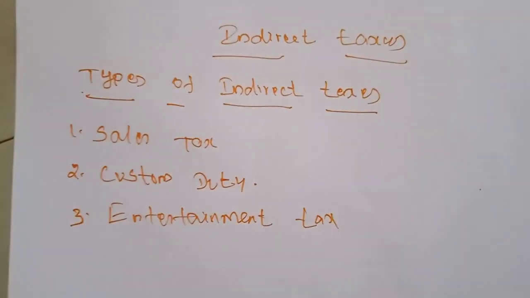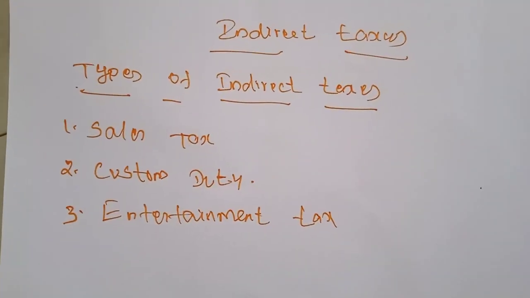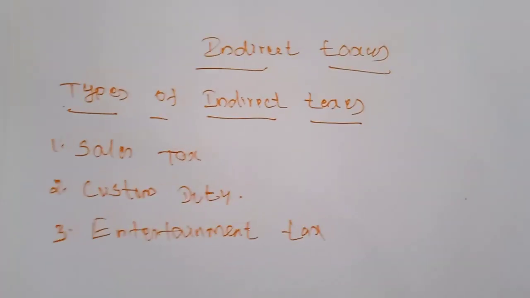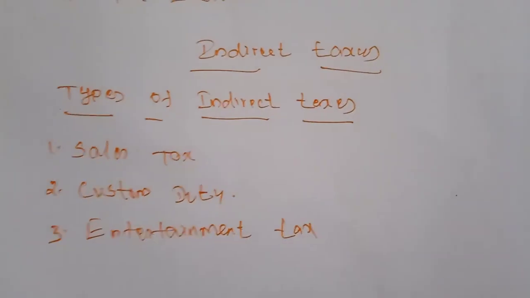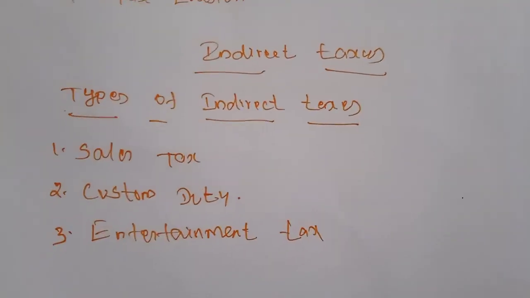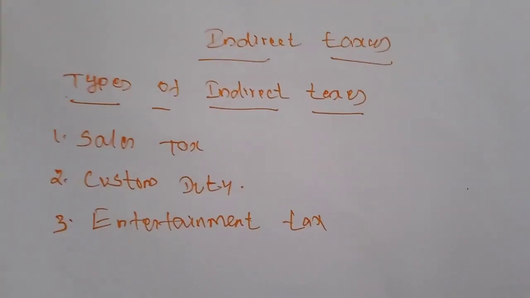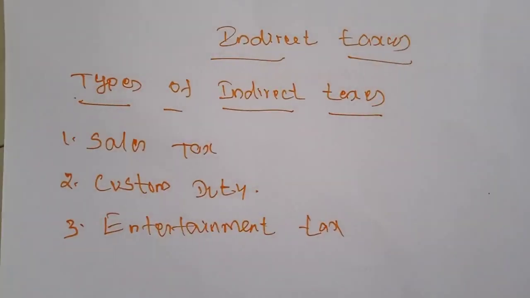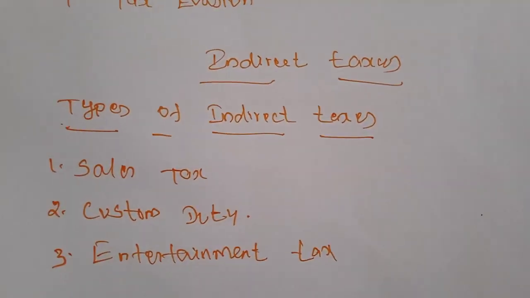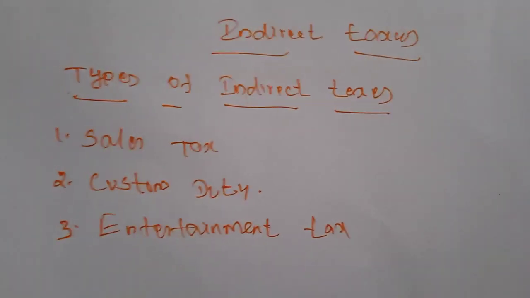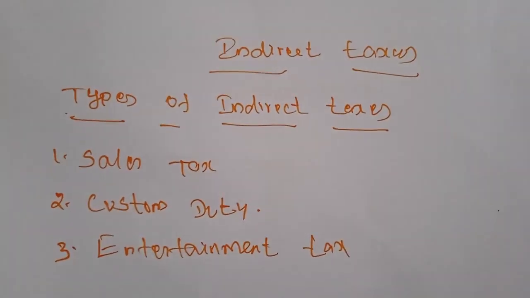It is levied on all persons equally, whether rich or poor. If they are consumers, they have to pay the tax indirectly. There are several types of indirect taxes: the excise duty, sales tax, customs duty, and the entertainment tax.